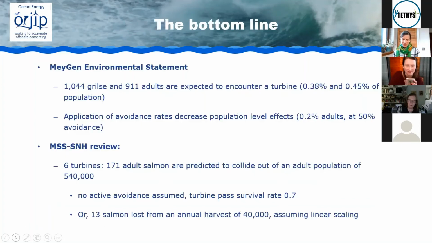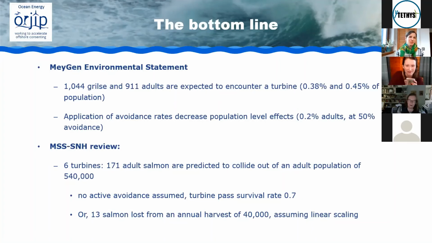So finally, if you go to the next slide, I'll bring that together in terms of the bottom line. In the Maygen environmental statement, it was stated that about 1,000 grilse and 911 adult salmon were expected to encounter a turbine, and that can be expressed as a percentage of the population. They noted that, depending on the avoidance rate, the population level effect decreased, so that those rates, for example, went down to 0.2% for adults when you applied a 50% avoidance rate.